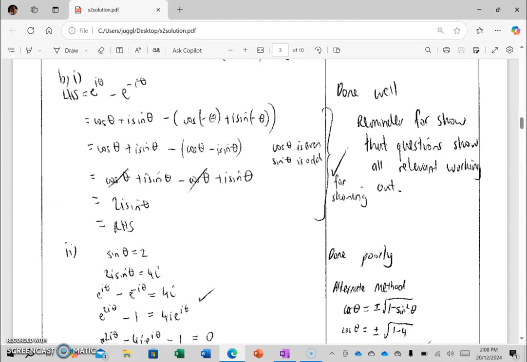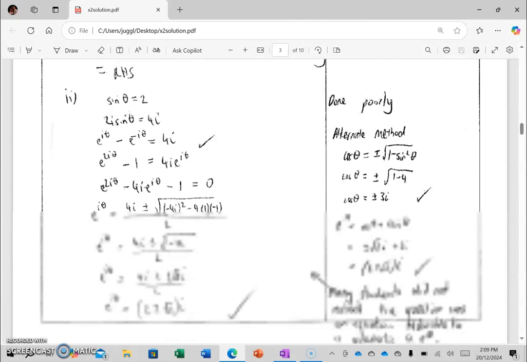Okay, question b, part i was done okay. However, I want to make a comment that a lot of people showed limited working out, and you should show a lot of working out. So firstly, by definition, changing exponential form to mod arg form, and then using the fact that cos is even and sine is odd, and then expanding the brackets. This working out should have been shown. I was a little bit lenient marking this question, but you did need to show all relevant working out.